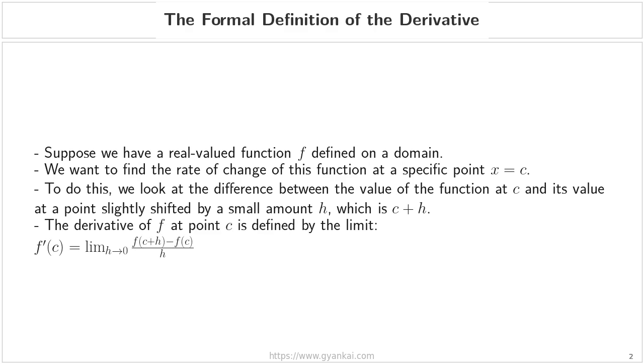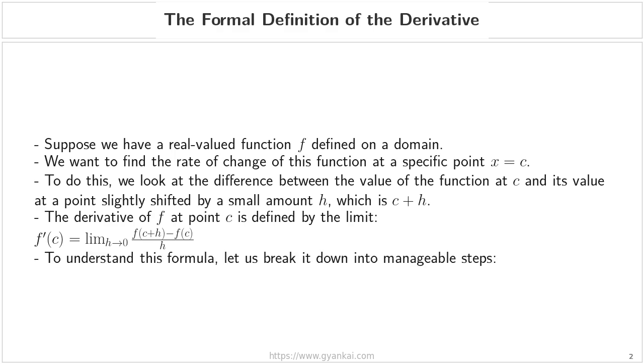This brings us to the formal definition of the derivative. The derivative of f at point c, denoted as f prime of c, is defined as the limit as h approaches 0 of the quantity f of c plus h minus f of c, all divided by h. To make this formula easier to digest, let us break it down into 4 manageable steps.